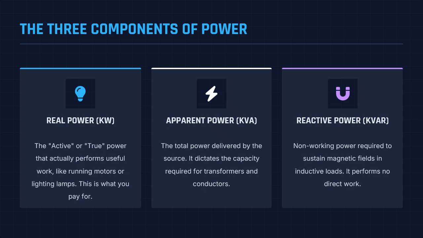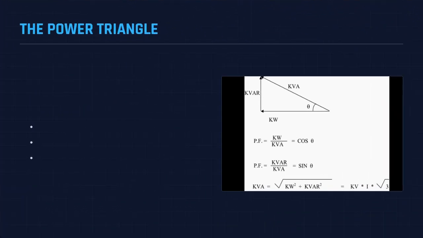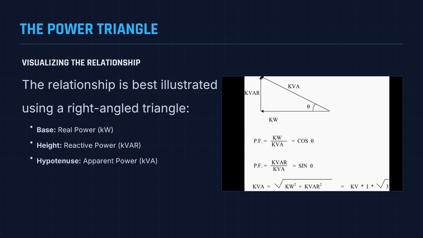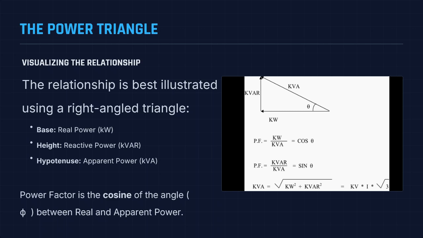The power triangle. Engineers visualize the relationship between these three components using the power triangle. As you can see here, real power is the base, and reactive power is the height. The hypotenuse represents the total apparent power. The power factor itself is simply the cosine of the angle between the real and apparent power. The smaller that angle, the better your efficiency.